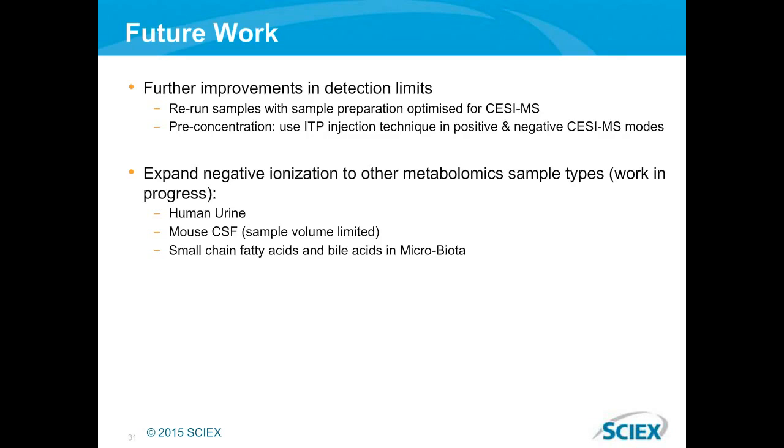This initial study was just around these sort of very polar metabolites which are important in plant metabolomics, but again, these sort of metabolites are important in other areas as well, including mouse assays like mouse cerebral spinal fluid testing. We're thinking about applying this to detecting small chain fatty acids, and also to look at human urine for metabolomics as well. So there are several areas now we can start applying this technique to tackling.